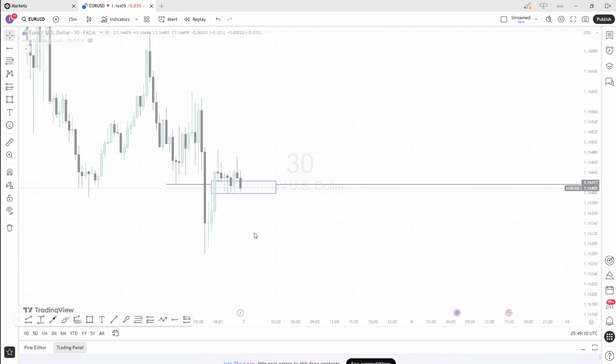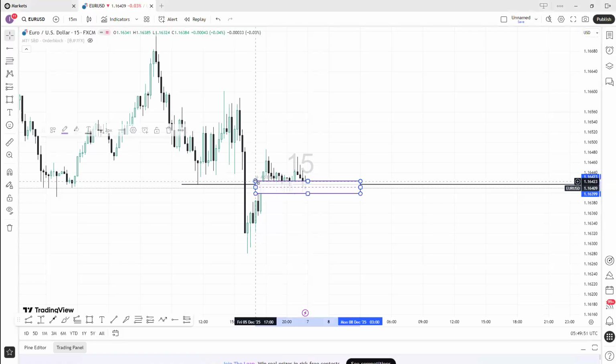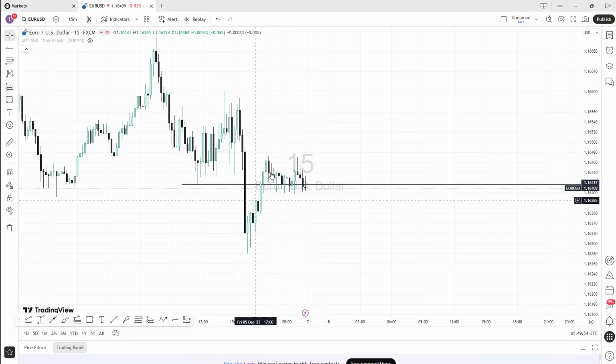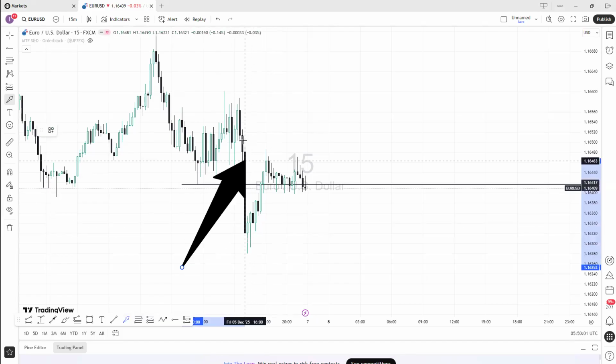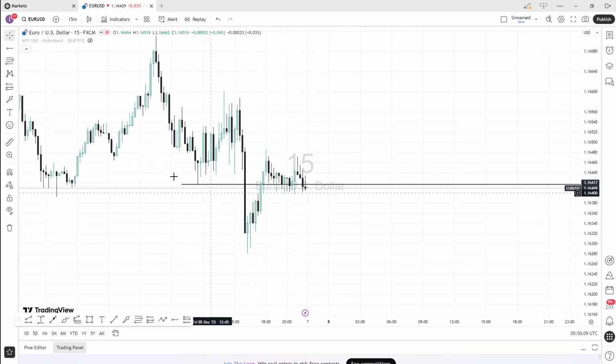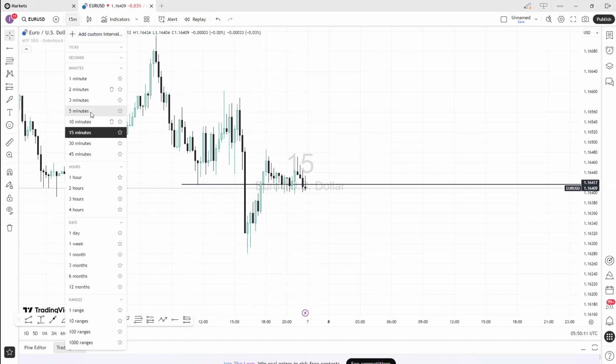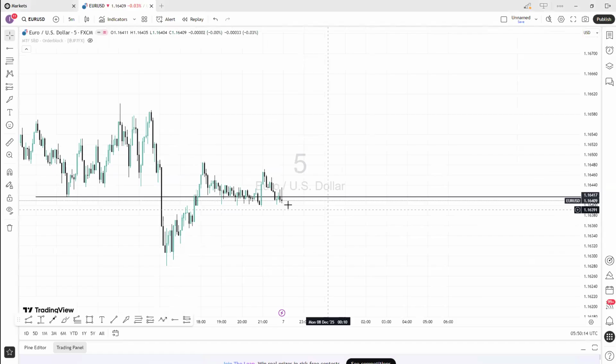Okay, on 15 minutes there is no point of interest, but you can see here there is a rejection candle, which indicates that price will be pushed up until it reaches that CRT high on 15 minutes. So you have to shift it to 5 minutes. On 5 minutes, data is available.